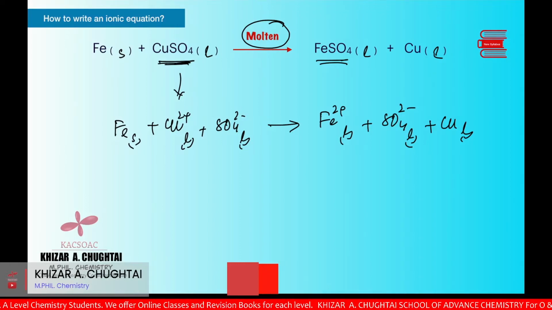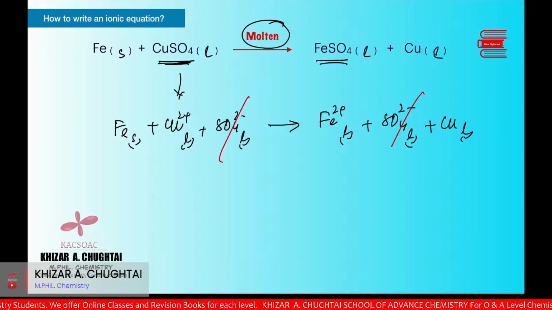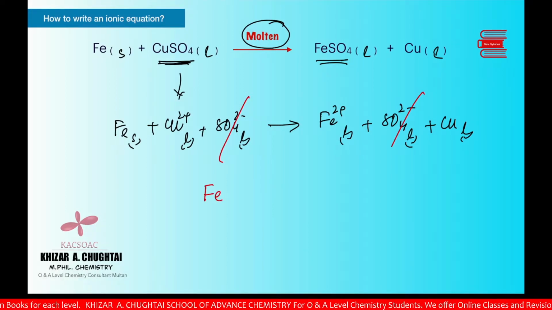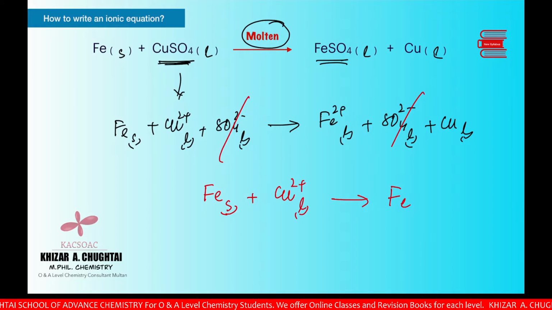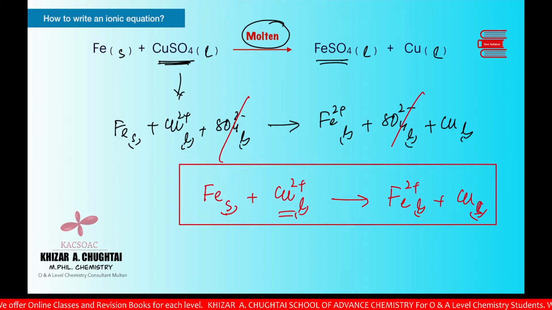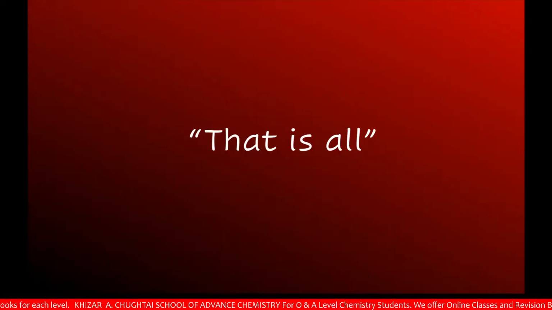I think there is only one spectator ion that is not taking part in the overall chemical change, and the overall change is because of iron solid that is going to displace copper 2 positive ion liquid, and it is changing itself into iron 2 positive ion liquid, and it is changing copper 2 positive ion into pure copper solid. You can write solid, you can write liquid as well. So this is the basic ionic equation in molten state. That's all about this ionic equation.